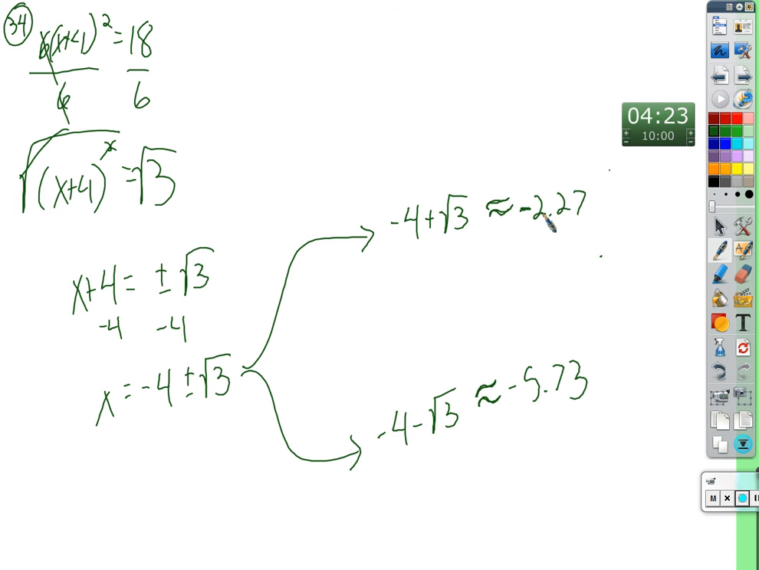The only thing is, you don't want to get in the habit of writing rounded decimals throughout your problem. You would want to get the decimals at the very end. If you can keep everything as exact as possible, and if you really want a decimal, get a decimal at the very end. This is exactly right.